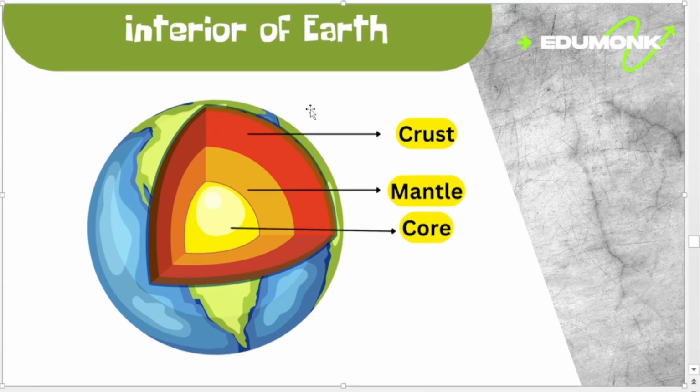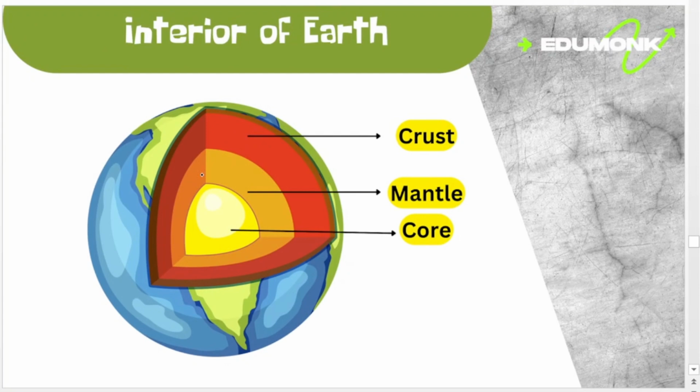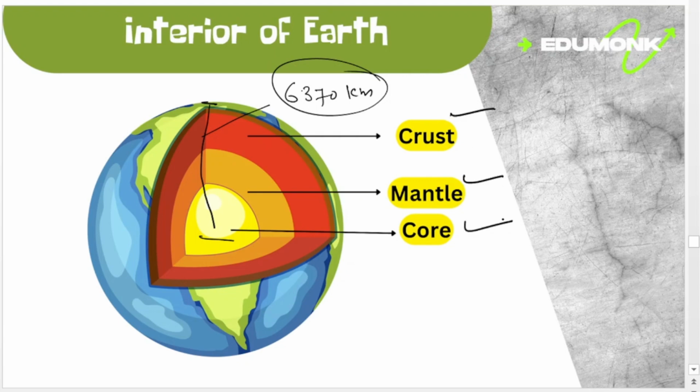The total length from our Earth's surface to the Earth's interior is around 6370 kilometers. Then we can classify our Earth interior into three categories. First one is crust, second one is mantle, and third one is core.